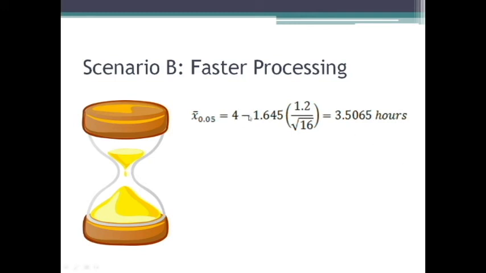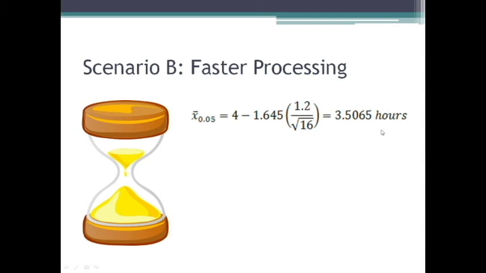Note now we're subtracting because lower numbers are interesting. Lower numbers indicated an improvement. Before, higher numbers indicated the improvement: you haul more things. Now we're processing the order faster. 1.645, as always, is the critical value for a one-tailed test at the 5% level. Again, here's our standard deviation. Again, here's our sample size.